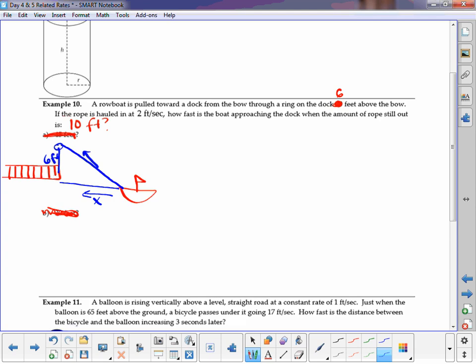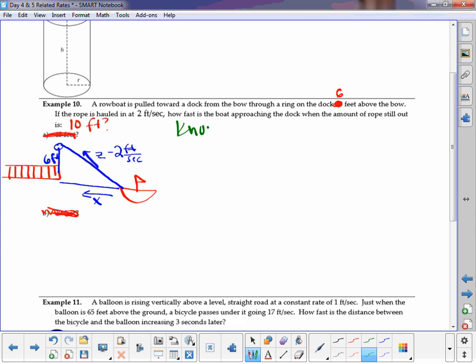You can call it Z, whatever you feel like. I'm going to call it Z. We haven't used Z yet. And we have that that rate is 2 feet per second. Now, if my rope is being hauled in, is that going to be a positive 2 or a negative 2? A negative, because again, that length of the rope is shrinking. Alright, and they want to know how fast is the boat approaching when the amount of rope still out is 10 feet. Okay.